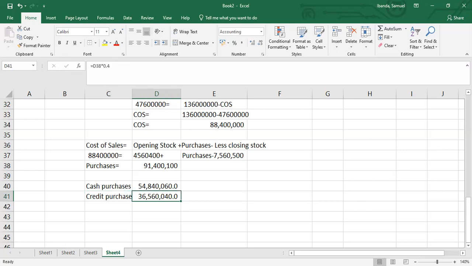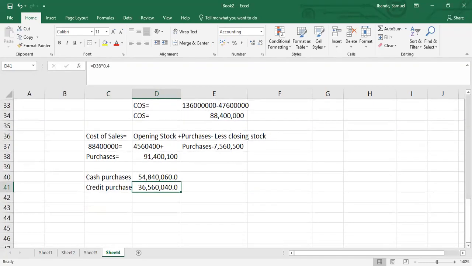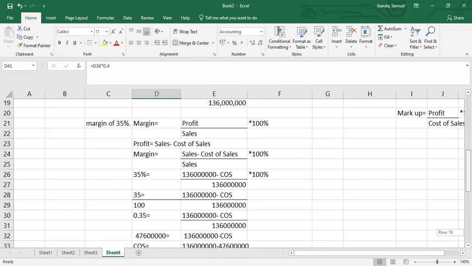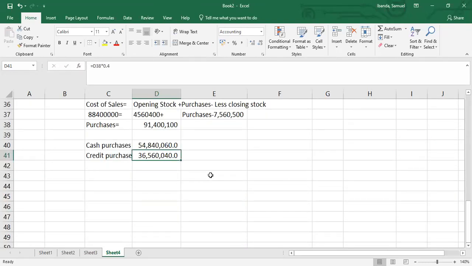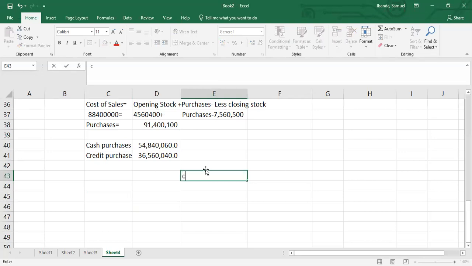Okay. So to determine my payments to suppliers, I'm actually going to draw up my accounts payable or creditors control account. Okay. Let me call it creditors control account.